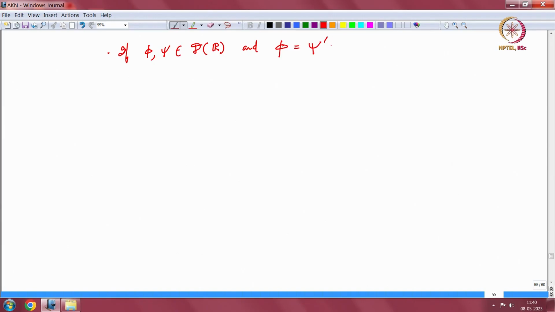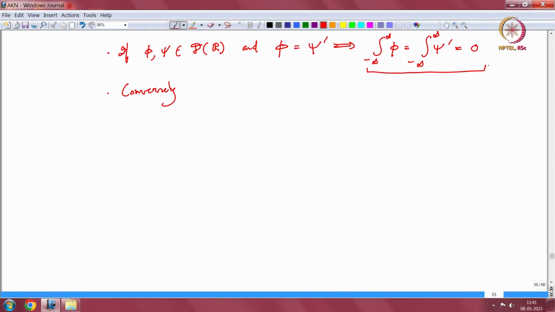Phi is equal to psi prime, that implies the integral from minus infinity to infinity of phi is equal to the integral from minus infinity to infinity of psi prime, and since psi has compact support, that is equal to 0. Conversely, the question is: given a compactly supported function, can we write it as a derivative of another compactly supported function? So this indicates that this is a necessary condition.